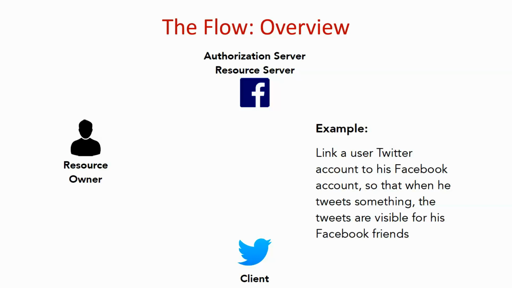So basically, you want that when the user tweets something, it appears on their Facebook profile, which means that you want Twitter to be able to post something on Facebook on behalf of the resource owner. The resource owner will just actually post to Twitter. But then the resource owner wants Twitter to be able to gain access to Facebook and post this post on Facebook as well.